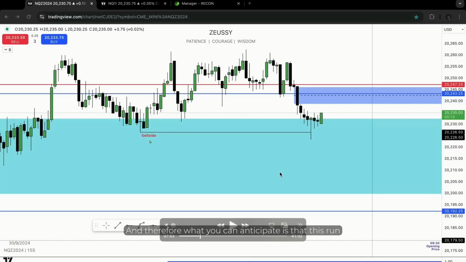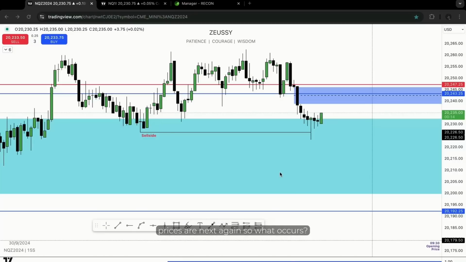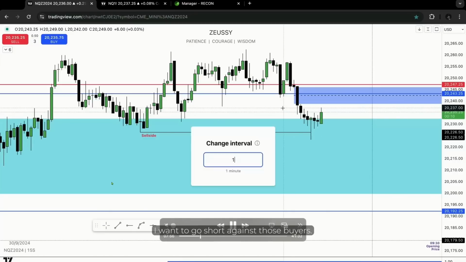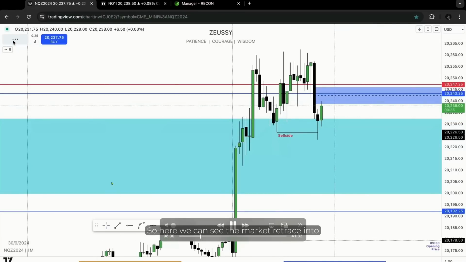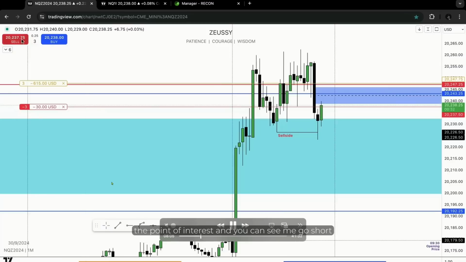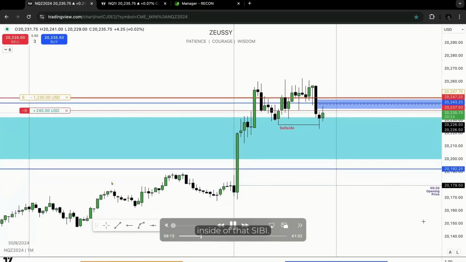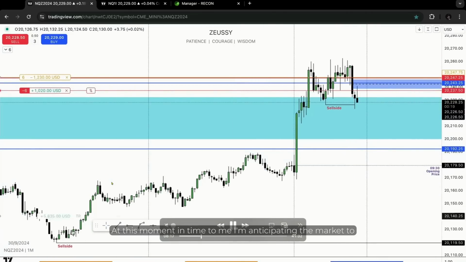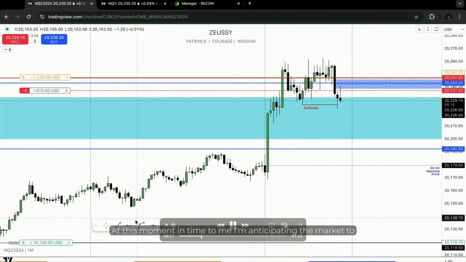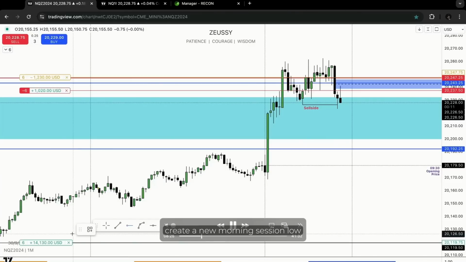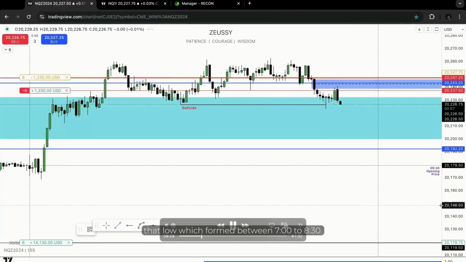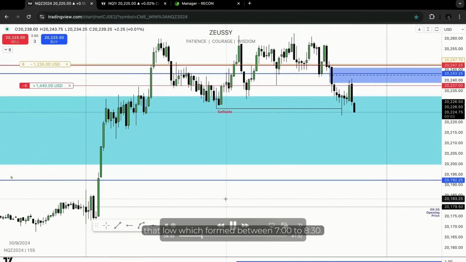And therefore, what you can anticipate is that this run higher traps people into believing higher prices are next again. So what occurs? New buyers step in. I want to go short against those buyers. So here we can see the market retrace into the point of interest, and you can see me go short inside of that CB. At this moment in time, I'm anticipating the market to create a new morning session low, and the current morning session low is that low which formed between 7 to 8:30.